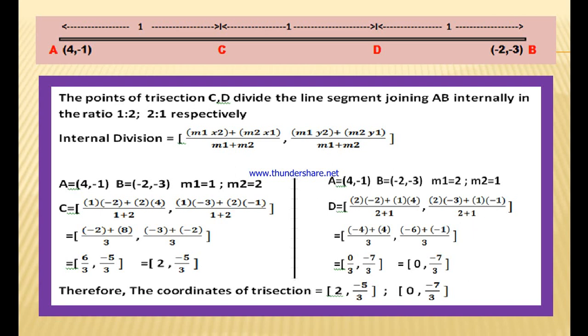Minus 4 plus 4 is 0 by 3. Minus 6 minus 1 is minus 7 by 3. 0 by 3 is 0 and this is minus 7 by 3. Therefore, the coordinates of the trisection points are: the point C is (2, minus 5 by 3) and the second point is (0, minus 7 by 3). Now let us solve another question.